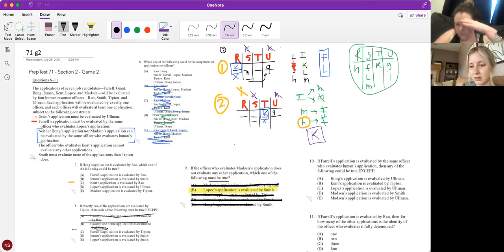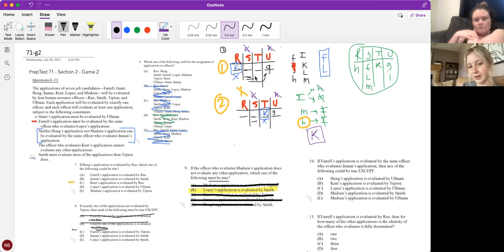If F and I are together, that means F, I, and L are all together. So there'll be 3. And where do you think they're gonna go? So in the first one, they would go in S, because we can't put 4 or 3 people together in any other one. We're gonna do F, L, and I at least.